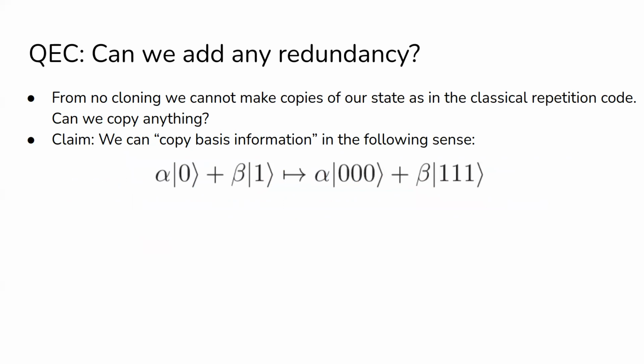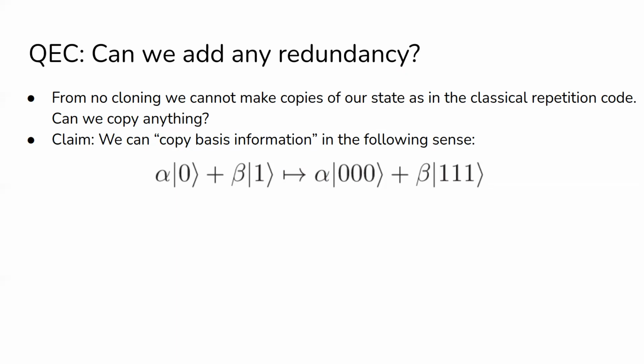So, from no cloning, we can't just make copies of any states like we did with the classical repetition code. So the question is, can we copy anything? I claim that if I have an arbitrary state psi, maybe I can't make 3 copies of that, but I can copy basis information. What I mean by that is exactly this map here. The map is 0 will become 0, 0, 0. It looks similar to the classical repetition code. And 1 will become 1, 1, 1. So we can clone the basis information. We can repeat that. We just can't repeat the state.